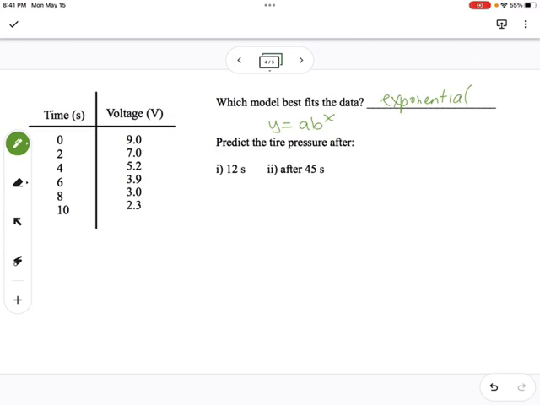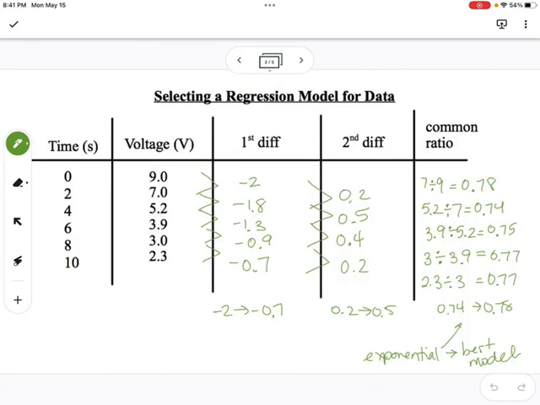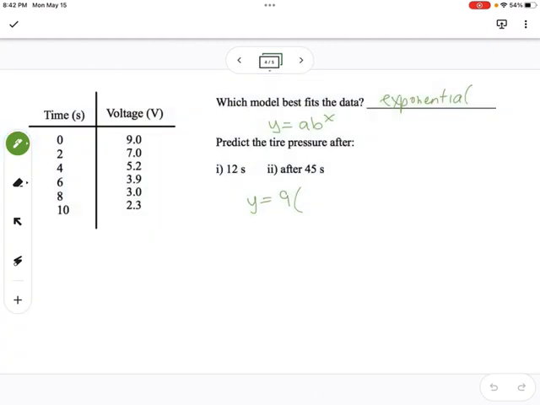Okay, so to make our equation, y equals a is what we start at. So at time 0, we are starting at 9 volts, so we're starting at 9. And our growth rate, we're going to be using our common ratio. And because we have between 0.74 and 0.78, we can kind of find the average there. So halfway in between there is 0.76. So that's what we can use as our growth. And x will be our time.